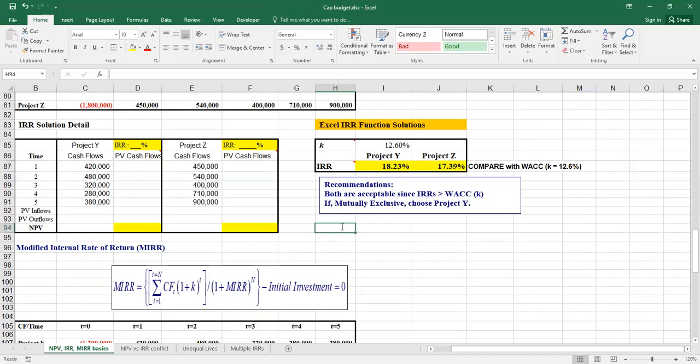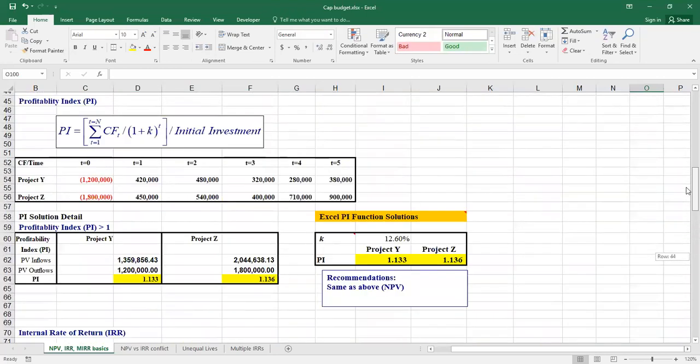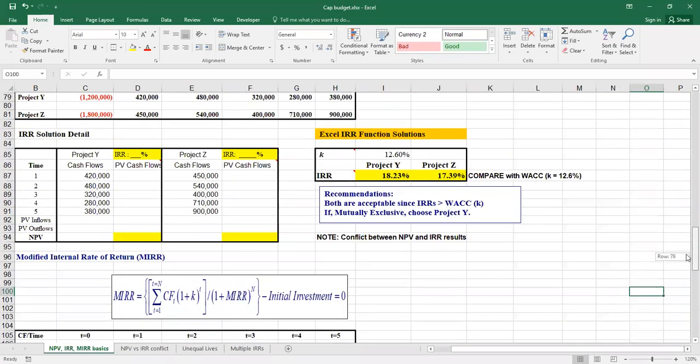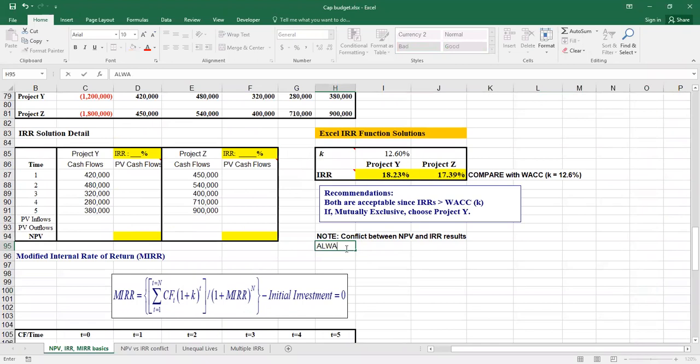So, note, there's a conflict, no? Conflict between NPV and IRR results. Sabi ni NPV, choose project Z. Sabi ni IRR, choose project Y. So how do we resolve this? Ikaw, Angela, what do you think? Sir, NPV. Pardon? Correct. Okay. Always choose NPV if it conflicts.